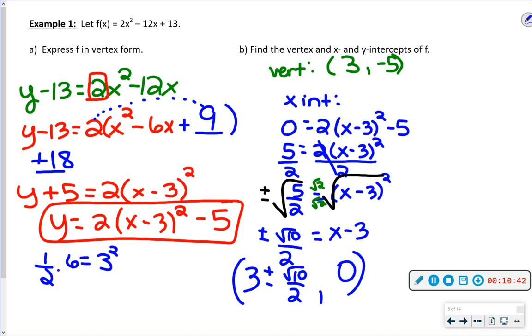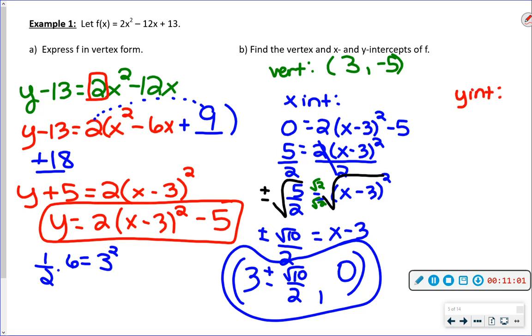Okay, moving on. Whew! I feel like I need a break now. We got it. So this is the most time-consuming part of the lesson. Is it hard? No, but it's time-consuming. And we're still not done, because it also wants the y-intercept. Now, y-intercept, I know you're probably running out of room. It's okay, you really don't need any room.